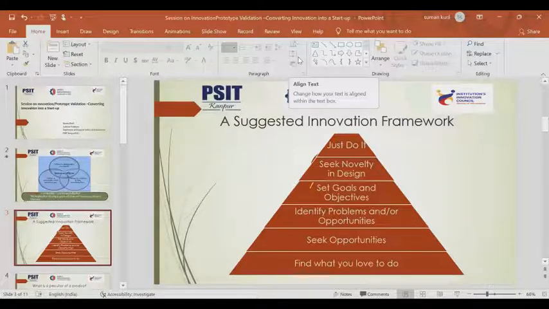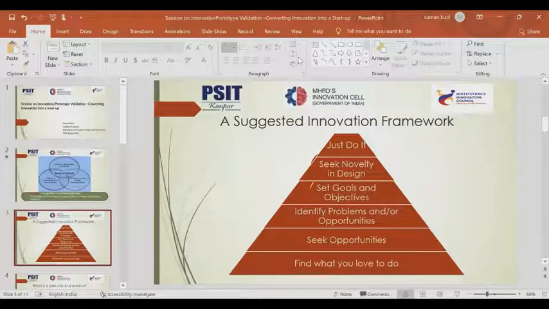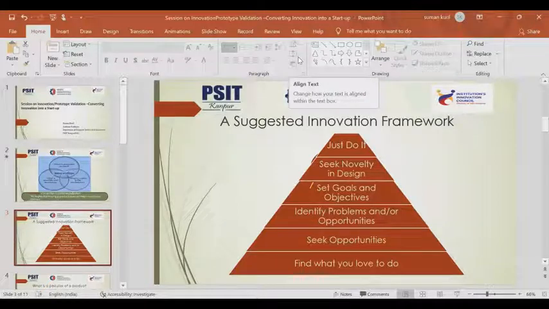Okay, the next one is set the goals and objectives, meaning what you want to do, what the goal or objective of your product is. The next one is identify problems or opportunities, meaning you have to identify the problem, for what purpose you are going to make a product, or for what type of problem you are going to solve. Okay, next one we have seek opportunities.